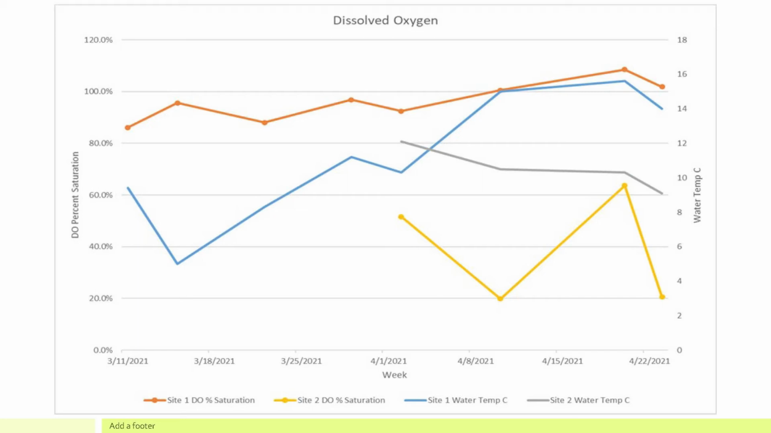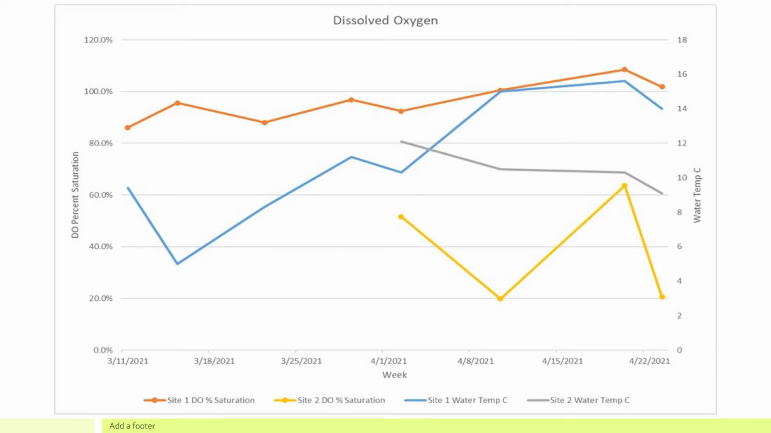Site A's maximum water temperature was 15.6 degrees Celsius. The minimum was 5 degrees Celsius, and the average was 11.1 degrees Celsius. For Site B, the maximum water temperature was 12.2 degrees Celsius. The minimum was 9.1 degrees Celsius, and the average was 10.5 degrees Celsius.